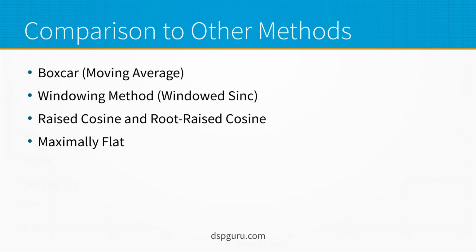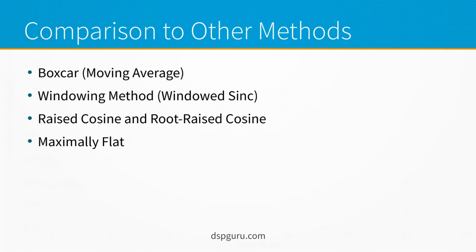Next, let's compare the Parks-McClellan algorithm to other FIR filter design methods. The thing that ties all these methods together compared to the Parks-McClellan algorithm is that they all can be done in a closed form basis, basically with a formula. So there's no iteration involved.